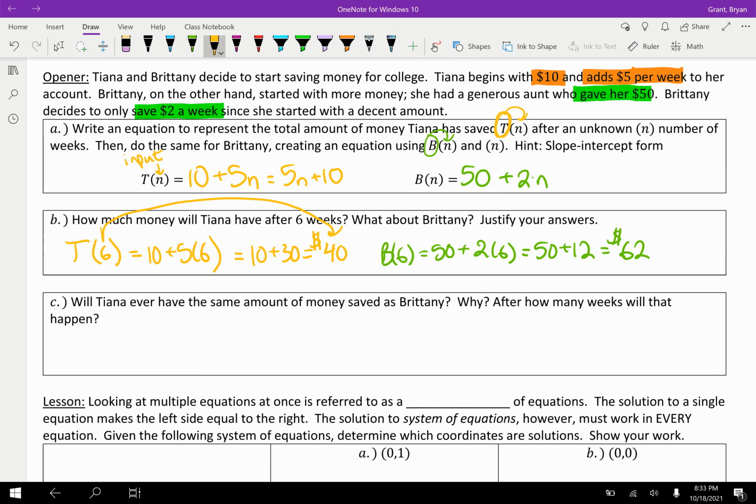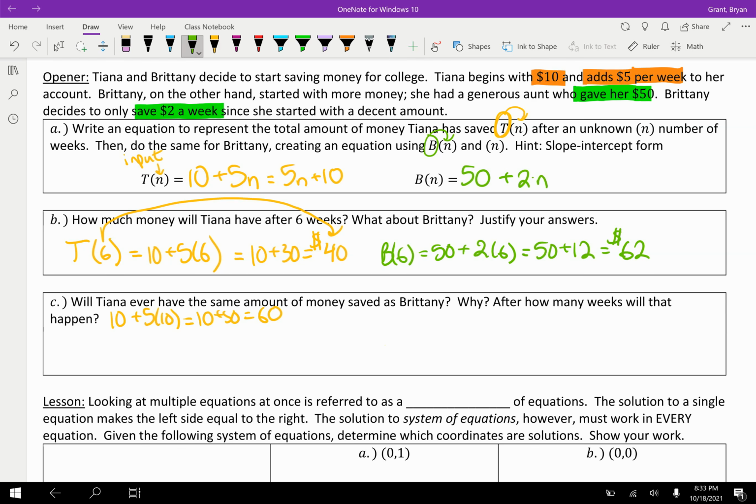Okay. Well, what you could probably try here, even though this might take a while, is couldn't you go through and just try different numbers for n, right? You could say, well, maybe I could try after 10 weeks, and you do 10 plus 5 times 10. That's 10 plus 50, and that's $60, right?